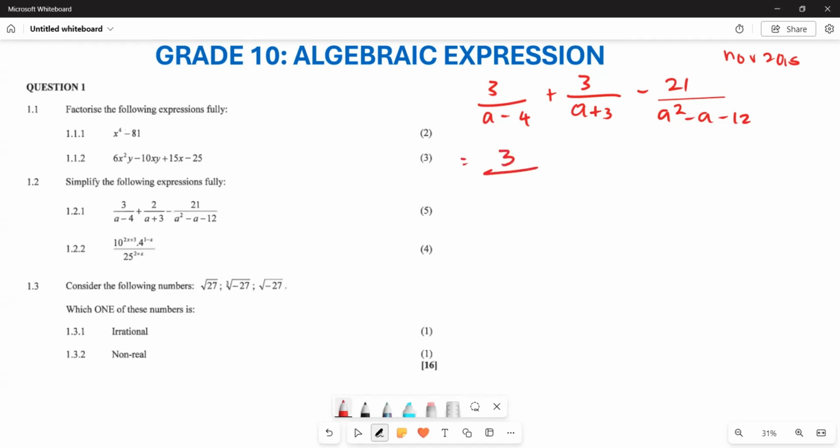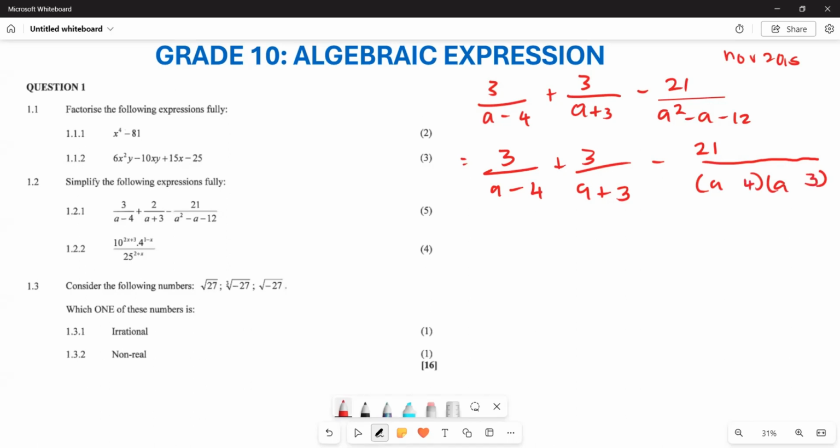This is going to be 3 over a subtract 4, plus 3 over a plus 3. Now, here you are having subtract 21. Now you are going to open your two brackets here. How can you simplify this? This is going to be a and a. Now, 12. Remember here you are having negative a. So the factors that can give you negative a here are definitely going to be 3 and 4, right? So which means you're going to have your 4 and also your 3.